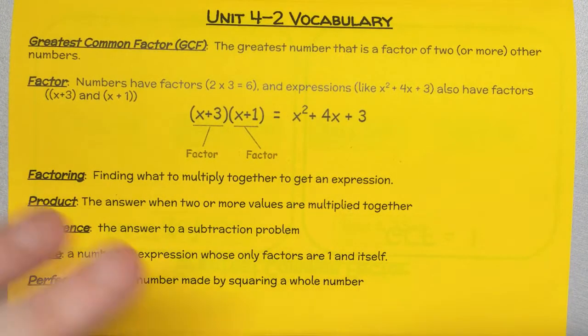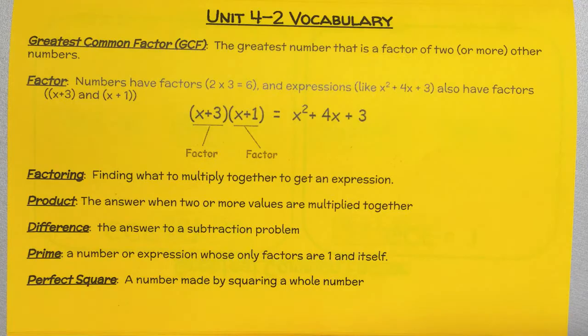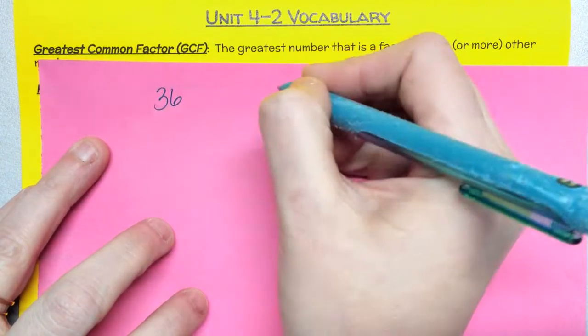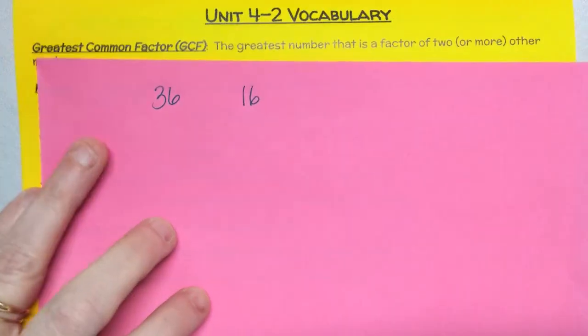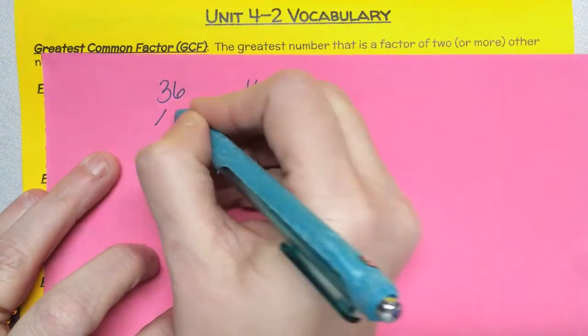And you have done this in the past. And when you did it in the past, you did a couple of different methods. You did factor trees. So let's say we're trying to find the greatest common factor of 36 and 16. Okay, and so you guys might remember this.